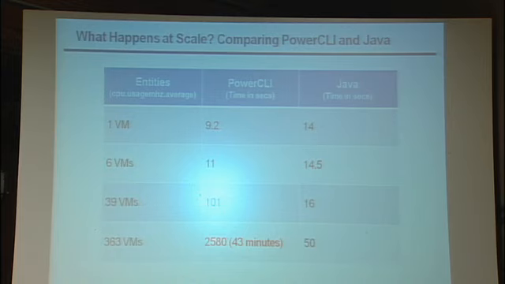In contrast, if you use a Java-based implementation, it starts a little slower than PowerCLI at 14 seconds, but the scaling is far superior. It ends up at 50 seconds. Okay? So the question is, why? What's different about these scripts at scale versus when I wrote the little toy script?